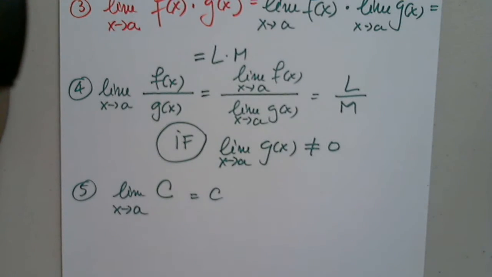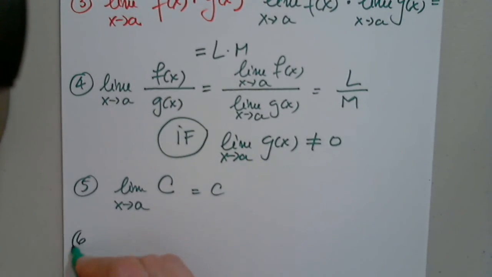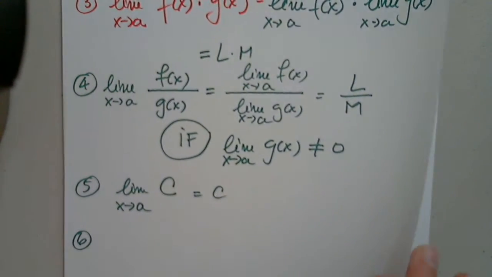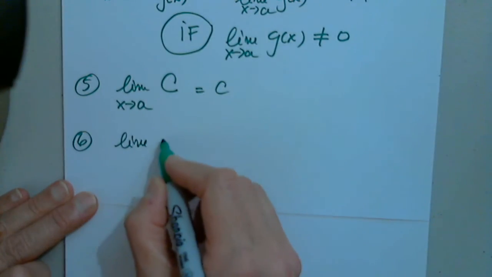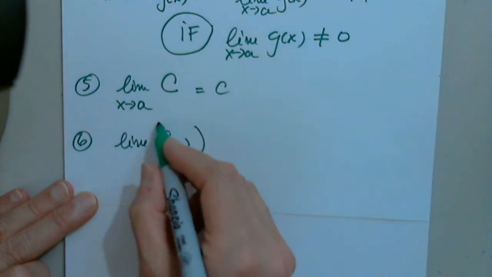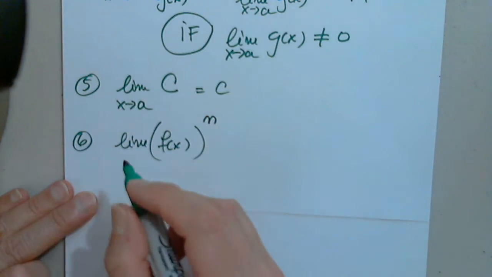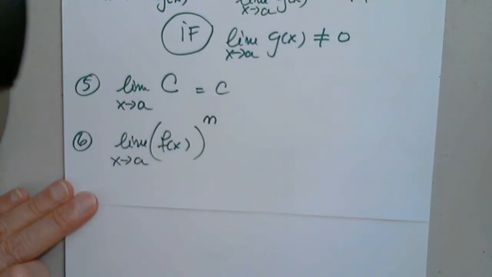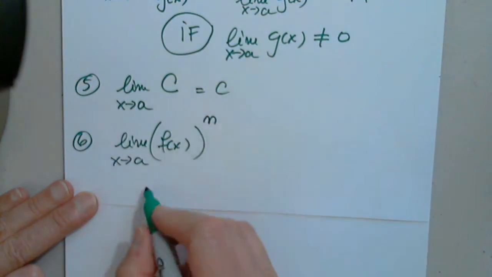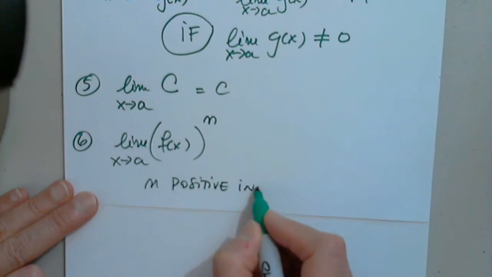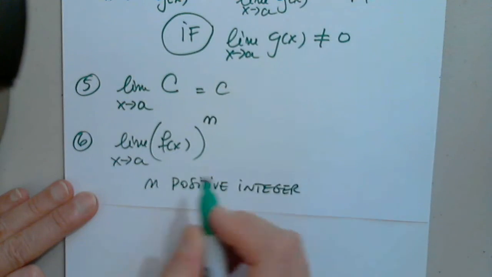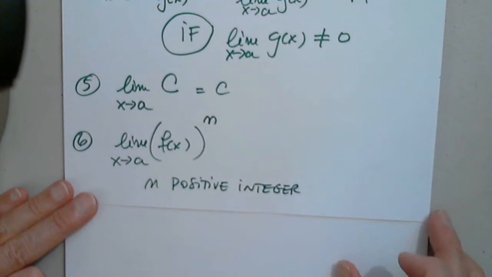Constant. Excellent, of course. Makes sense. Very good. Now let's take a look at number 6. If we have the limit of f of x raised to a power n as x approaches a from either side. And let's say that n is a positive integer, because otherwise we get into other situations.